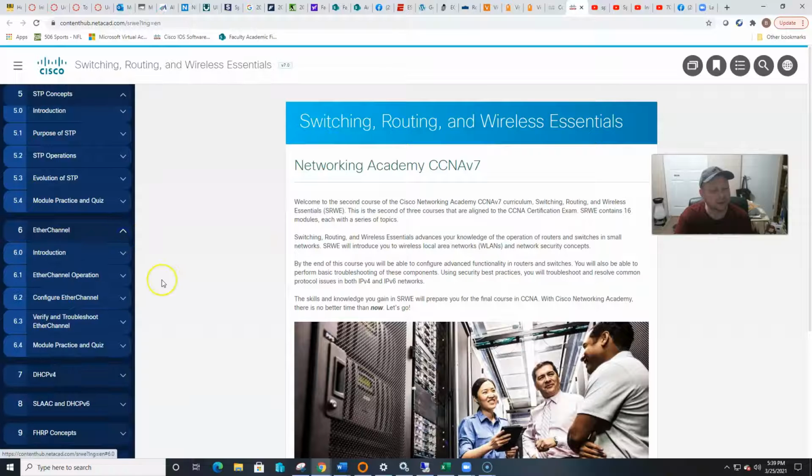Chapter 6, EtherChannel. Again, just 4 sections in this chapter. The first section is on the operation of EtherChannel. In the second section, you'll learn how to configure EtherChannel. In section 6.3, you'll look at verifying and troubleshooting EtherChannel. And then 6.4 is just a review of that.